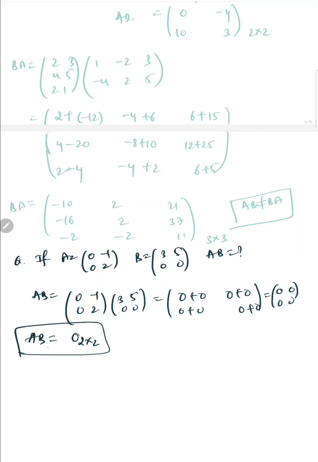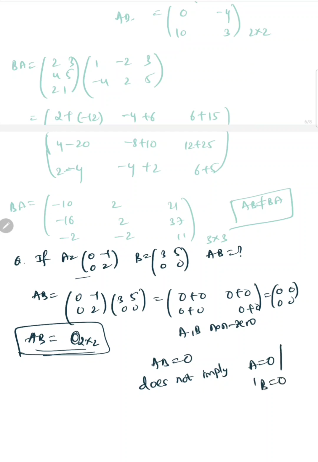So we can observe that A into B is a 0 matrix, even though both A and B are non-zero matrices. So there is no rule that if the product of two matrices is 0, then at least one of the matrices is 0. Therefore A into B equal to 0 does not imply A is equal to 0 matrix or B is equal to 0 matrix. Even if both are non-zero, the product can be 0.